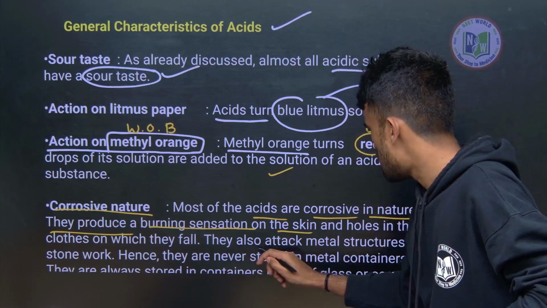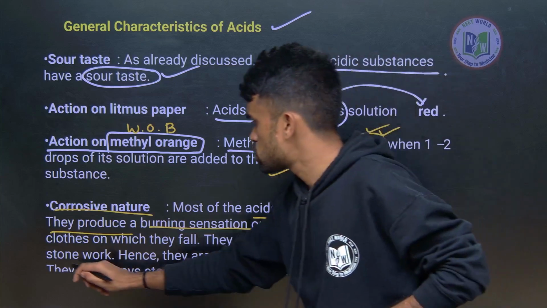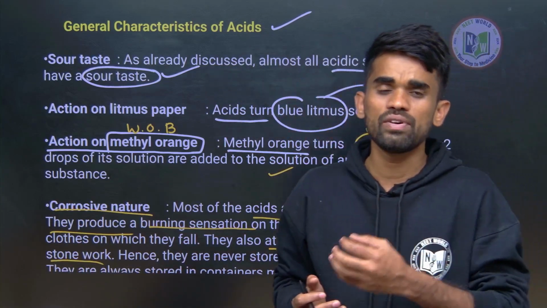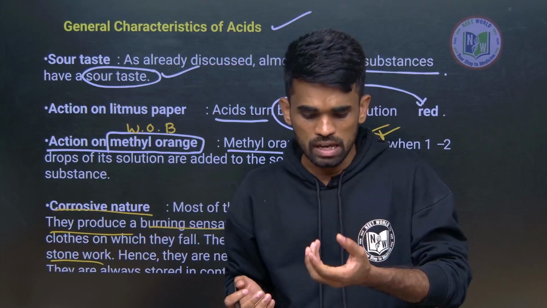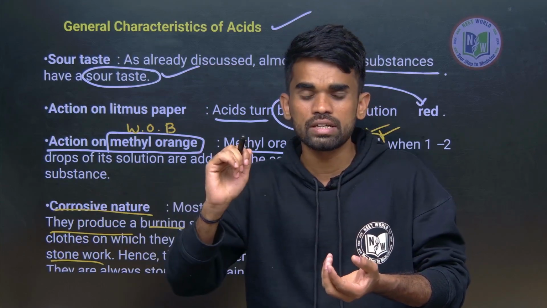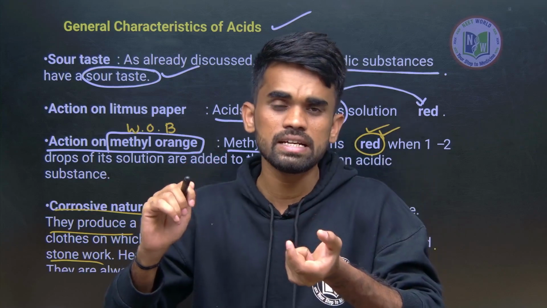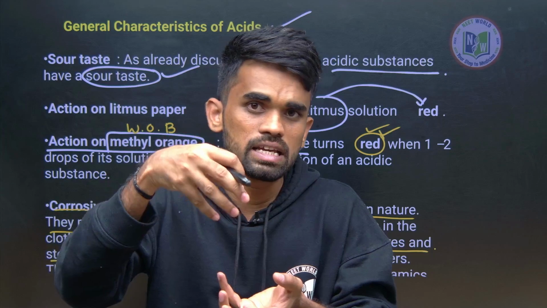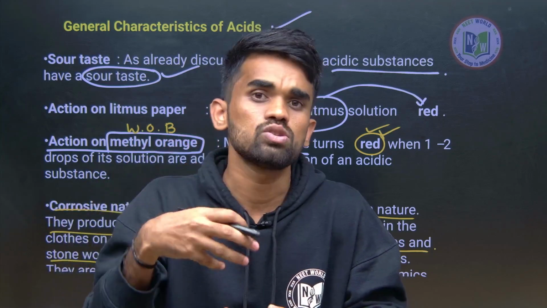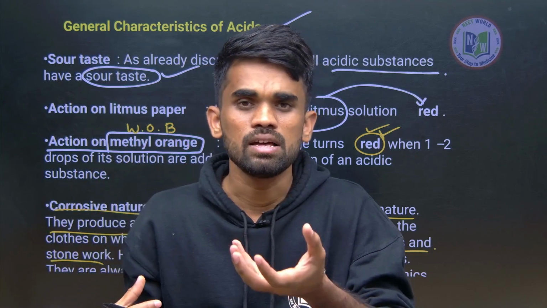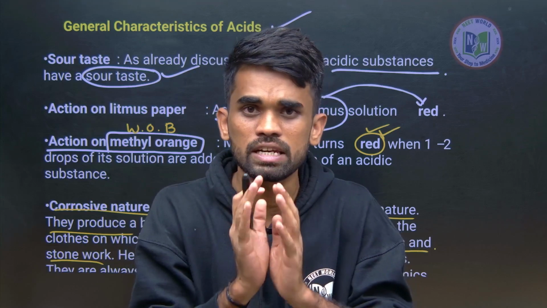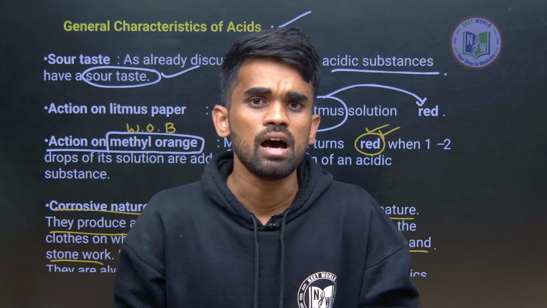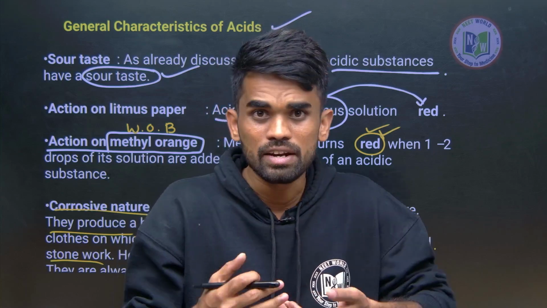And they also attack metal structures and stonework. For example, if we have zinc metal and we add acid to that, it reacts with zinc, right? So it damages that zinc vessel. If we keep acid in a zinc vessel or any other metal vessel, it generally damages the vessel. That is the reason we should not keep acids in iron materials or iron vessels or any other metal vessels. That will damage the materials.